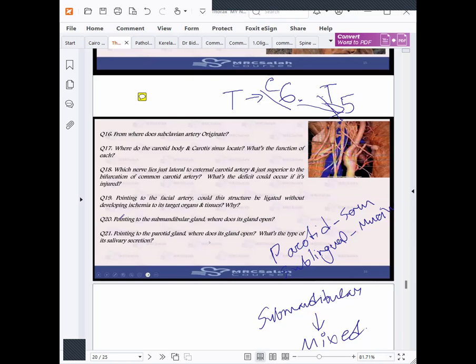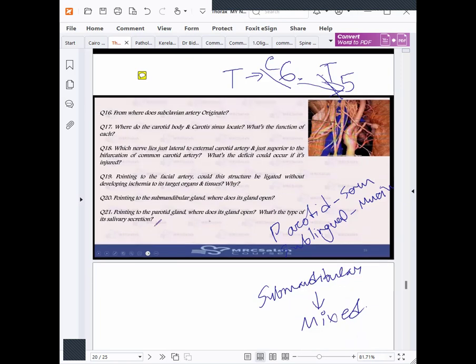Okay. Pointing to the submandibular gland, where does this gland open? Done. Okay. And pointing to the parotid gland, where does this gland open? The parotid gland in the oral vestibule at the level of the upper second molar.